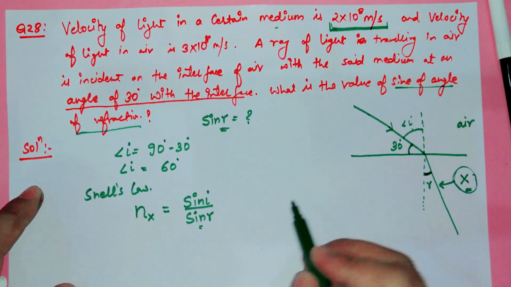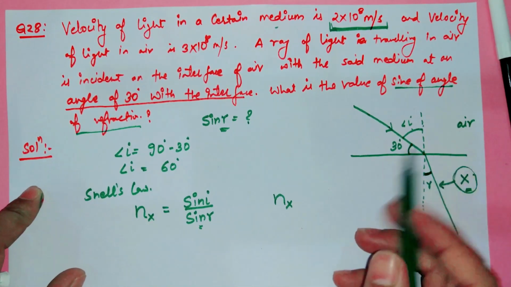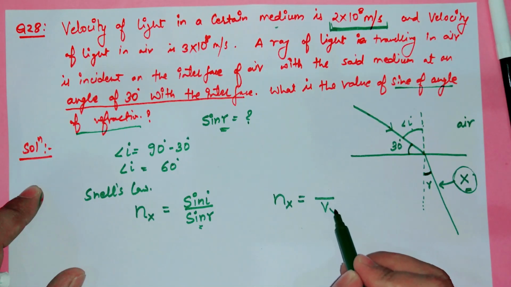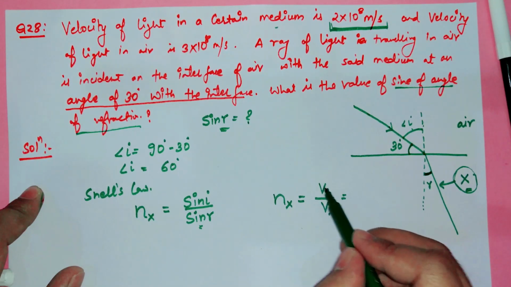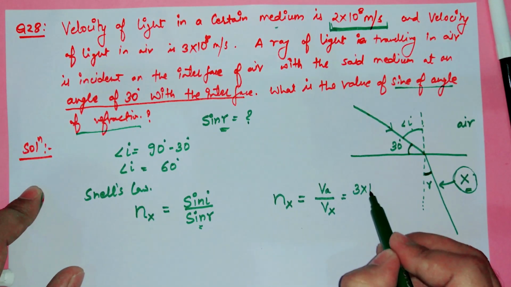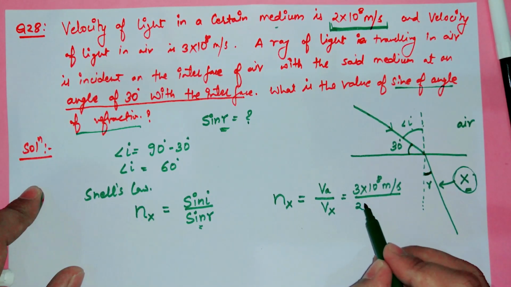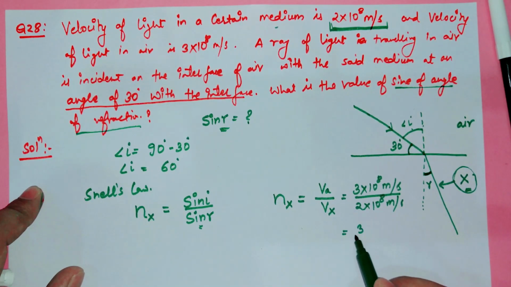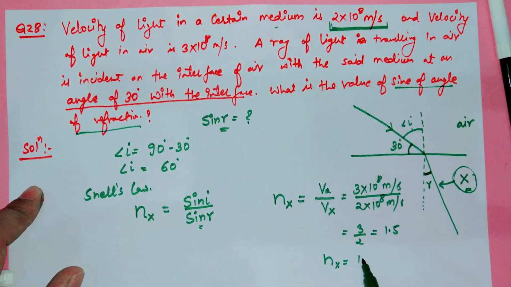Now again, we know that there is a relation between the velocity of light and refractive index. So if I calculate the refractive index of X with respect to air in terms of velocity, the velocity of light in medium X will be in the denominator, and in the numerator it will be the velocity of light in air. The velocity of light in air is 3 into 10 to the power 8 meter per second divided by 2 into 10 to the power 8 meter per second. So this is 3 by 2, or we can say 1.5. So the refractive index of medium X is equal to 1.5.